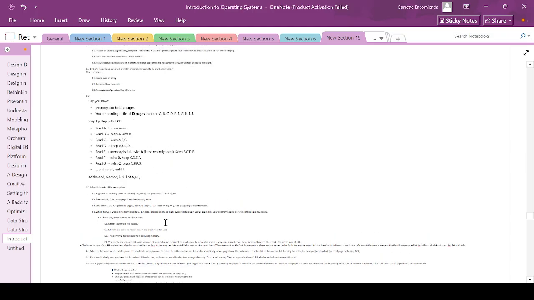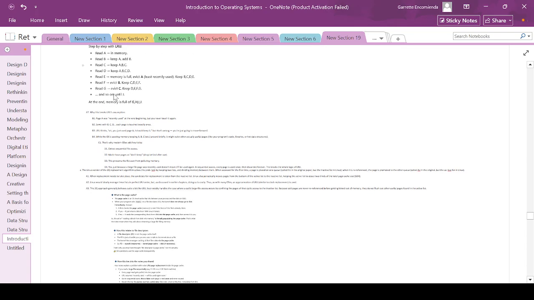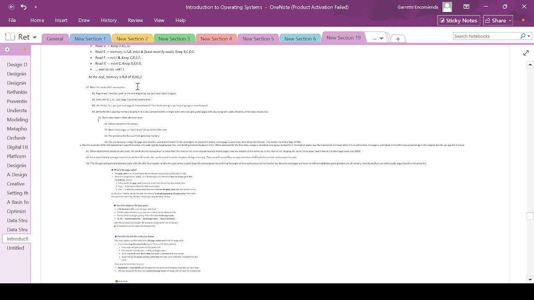So say your memory can hold 4 pages. You're reading a file of 10 pages in order: A, B, C, D, E, F, G, H, I, J. This is another example of why 2Q replacement is important. Step by step with LRU: you read A into memory, read B, keep A, add B, read C, keep A, B, C, read D, keep A, B, C, D, read E, memory is full, evict A, least recently used, keep B, C, D, E, read F, evict B, keep C, D, E, F, read G, evict C, keep D, E, F, G, and so on until J. At the end, memory is full of G, H, I, J.